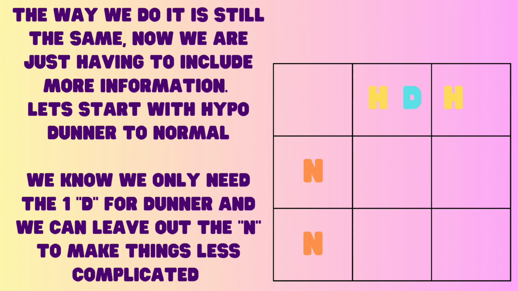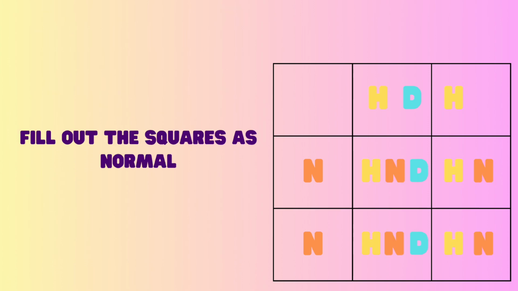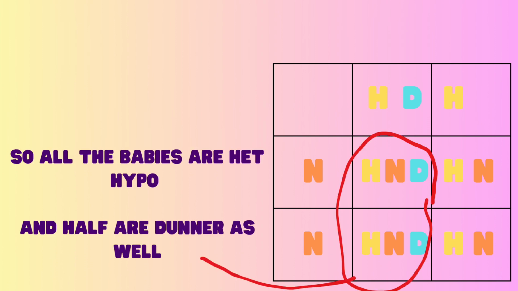So we can start with a hypodunner. Hypodunner in this case is going to be represented by 2 H's, just the same as before, and 1 D. And then we're going to breed that to a normal, which is going to be 2 N's as before. We know we only need 1 D from the Dunner, and we can leave out the N that goes with the Dunner's D to make things a little bit less complicated. So we'll set it out as you can see and fill out all the squares as normal. Bring those letters down and across. All the babies are het hypo and half of them are going to be Dunner as well.